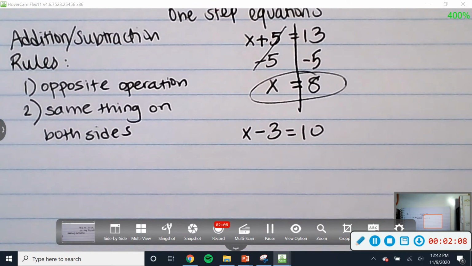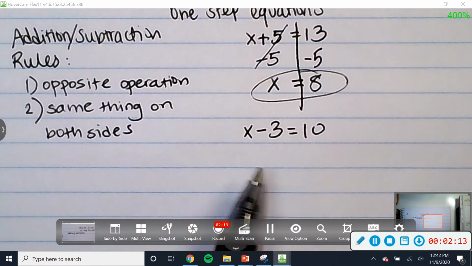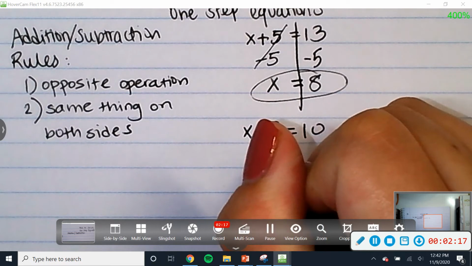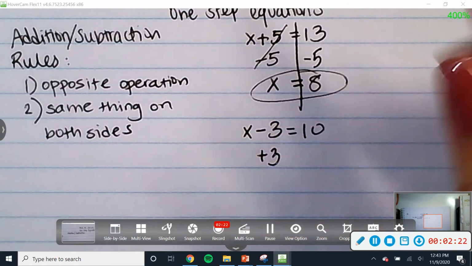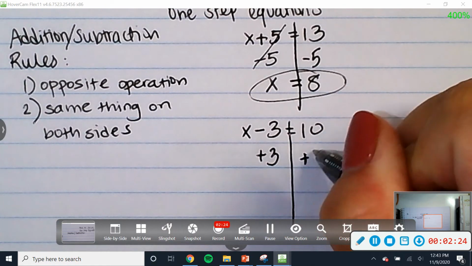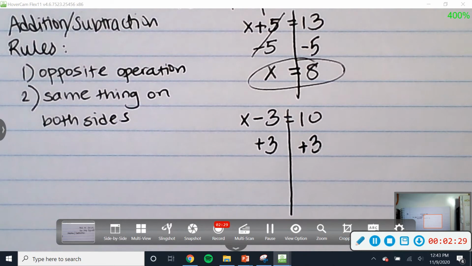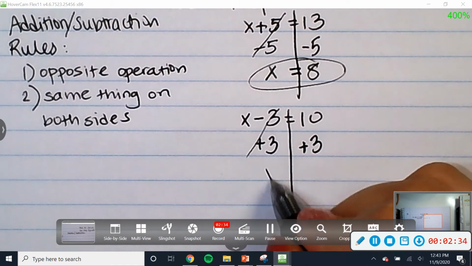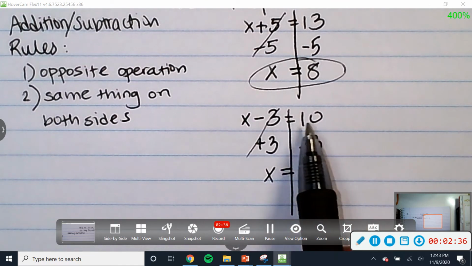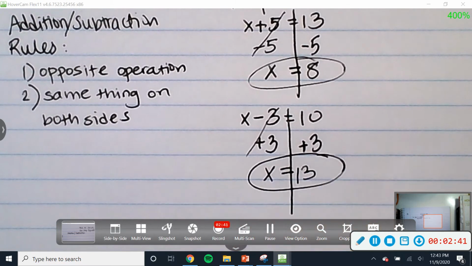We're going to follow the same rules for the second problem here. So rule number 1, opposite operation. In this case I have a minus 3, so my opposite would be to add 3. Rule number 2, same thing on both sides, so that means I also need to add 3 on the other side of my equation. Once I do that, I can just solve. These will always cancel out so that I'm left with just x, and I solve 10 plus 3. So in this example, x equals 13.